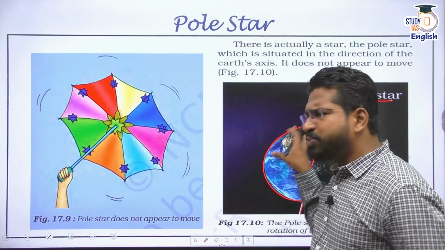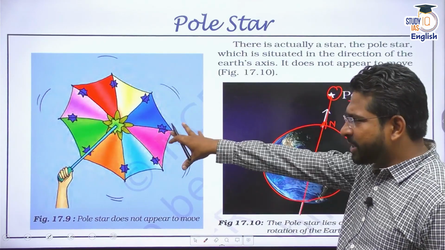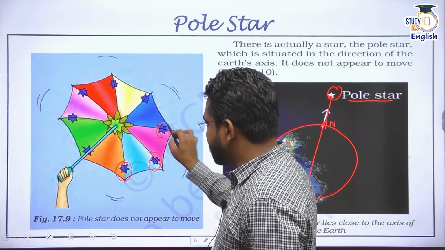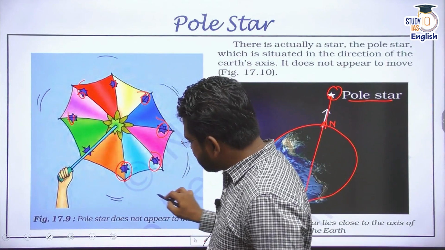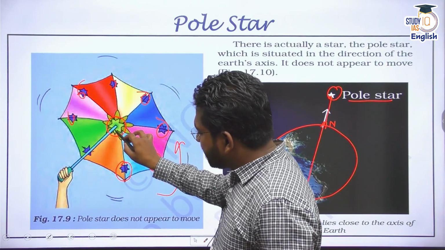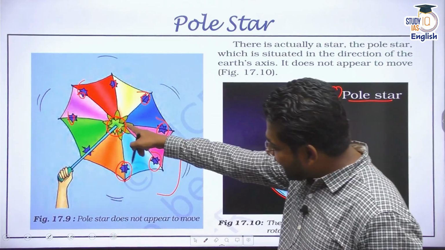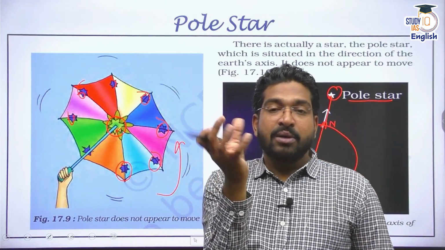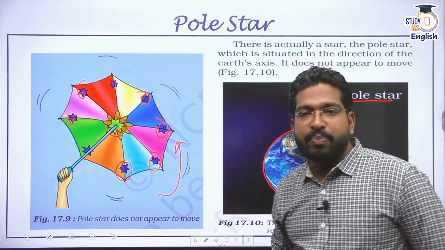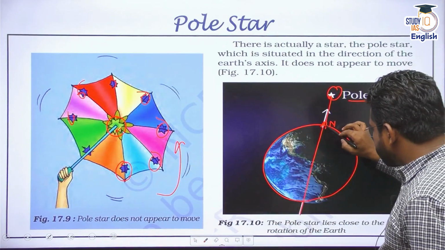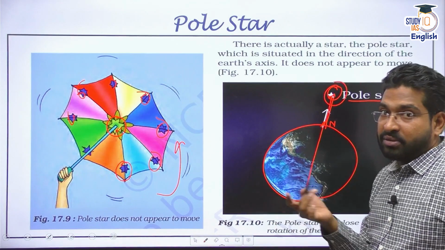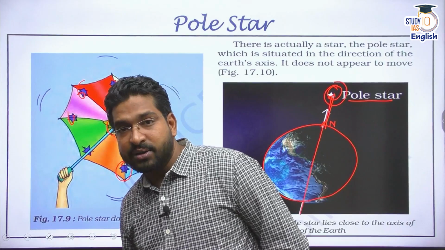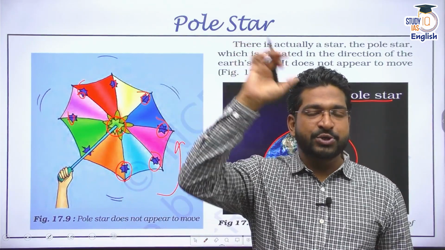Now why is this pole star stationary? There is a small experiment here. Imagine that you have an umbrella and you create stars at different ends and try to revolve this umbrella. There is one star in the middle. Does this star move? No. So this is like the pole star. All the other stars seem like they are moving because Earth is rotating, but Earth's rotation has no impact on the pole star because the pole star is right above the North Pole. And of course, it is not visible from the southern hemisphere. You do know that, right? So pole star is one star which appears to be stationary.